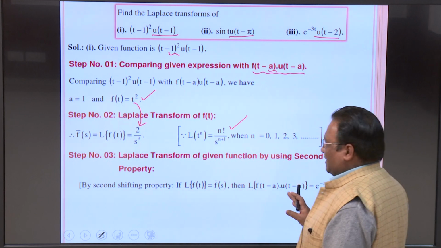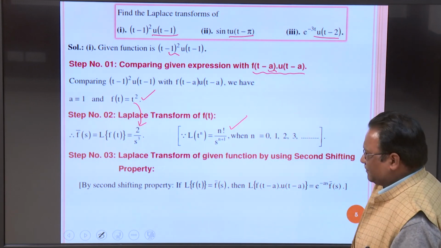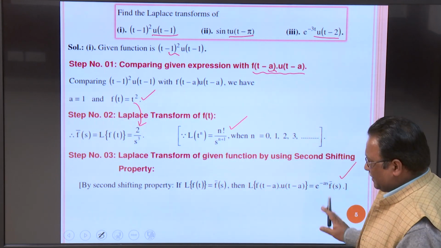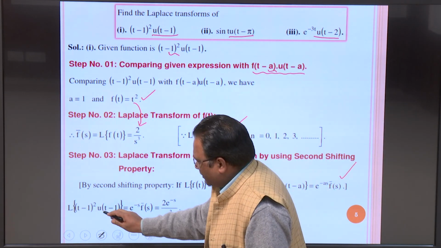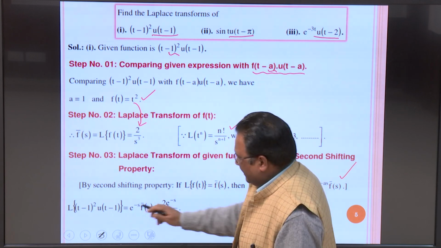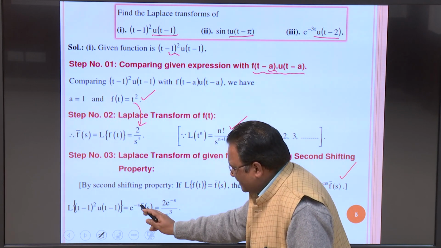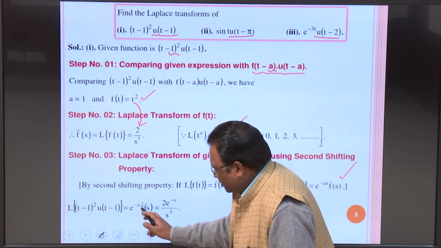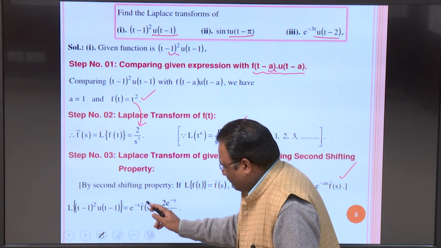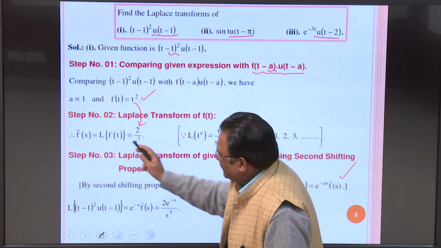Now the Laplace transform of the given function by using the second shifting theorem. You have to use this. So the Laplace transform of this function, L{(t-1)^2 u(t-1)}, is equal to e raised to power minus s f bar s, as a is 1. So it is e raised to power minus s f bar s, and you know this f bar s is 2 over s cube.